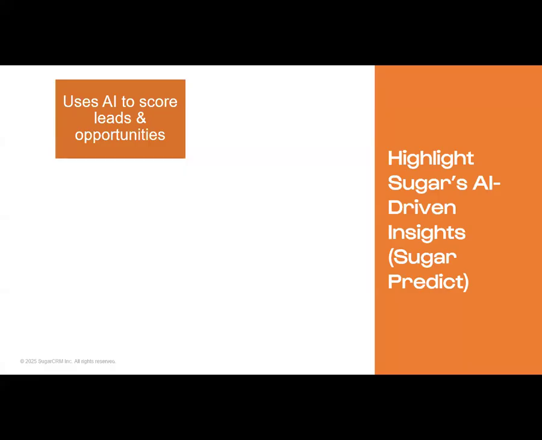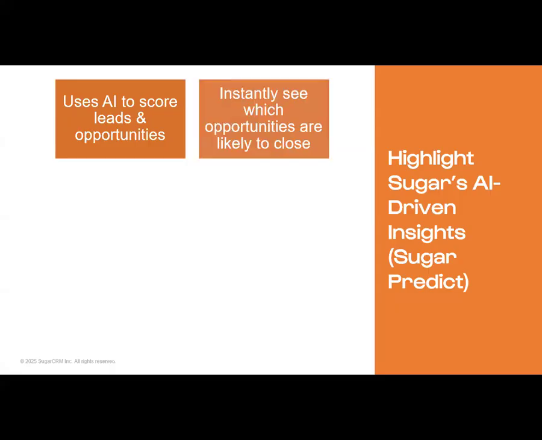So AI. Sugar Predict is our AI system that is in leads and opportunities. So Sugar Predict uses AI to score leads and opportunities based on some historical data and engagement patterns with us. Like what did they click on? What have they done marketing wise within any of the campaign engagements that we've had?